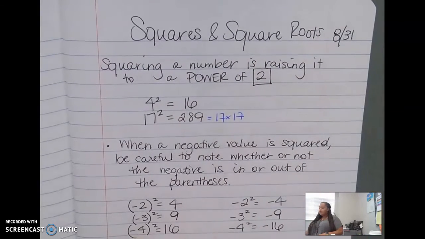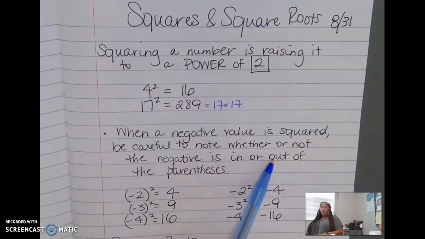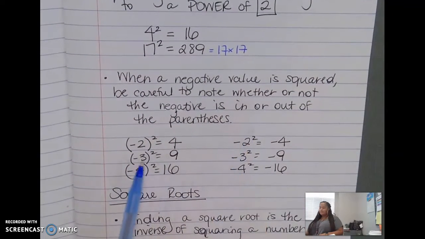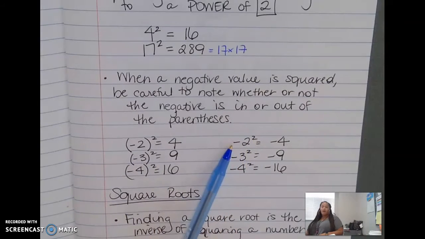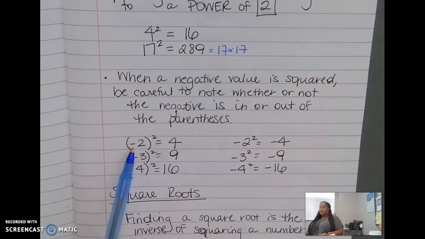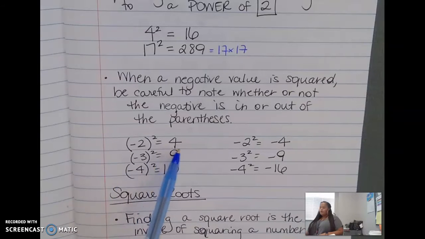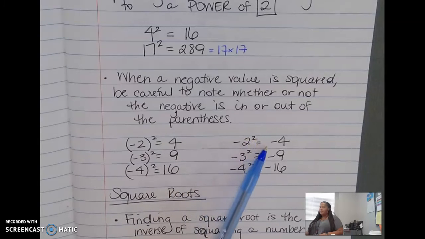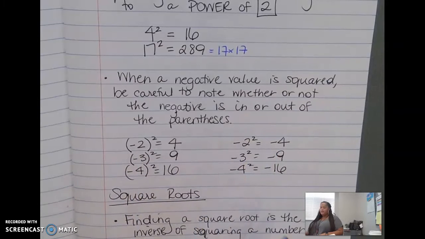Okay? When a negative value is squared, be careful to note whether or not the negative is in or out of the parentheses. So be careful here, y'all. Don't make the mistake to put the negative on the outside unless that's what it asks for in any given problem. Okay? So here I'm multiplying -2 times -2, and I'm going to get a +4. But over here, I want the opposite of 2 squared. So 2 squared would be 4, and I want the opposite of that, which is the opposite of 4, -4. Okay, so watch your parentheses.